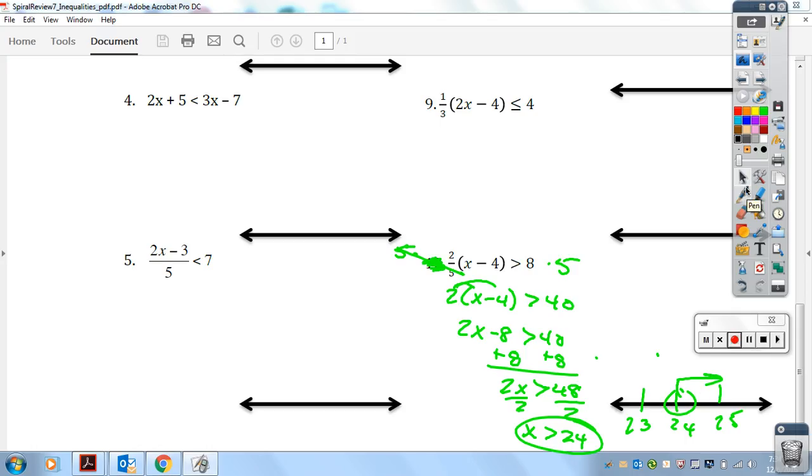These multi-steps are just like regular equations, multi-step equations. Make sure you clean up each side, and it's just some added graphing at the end.